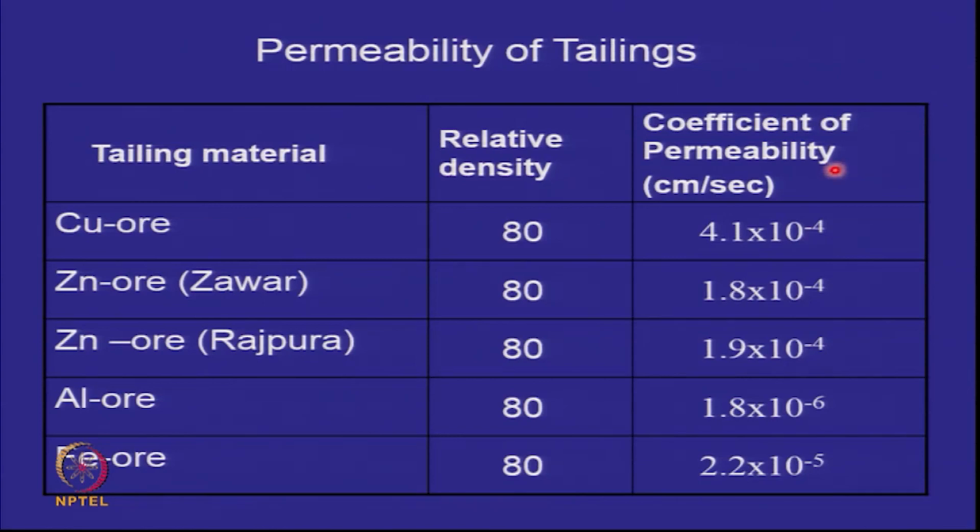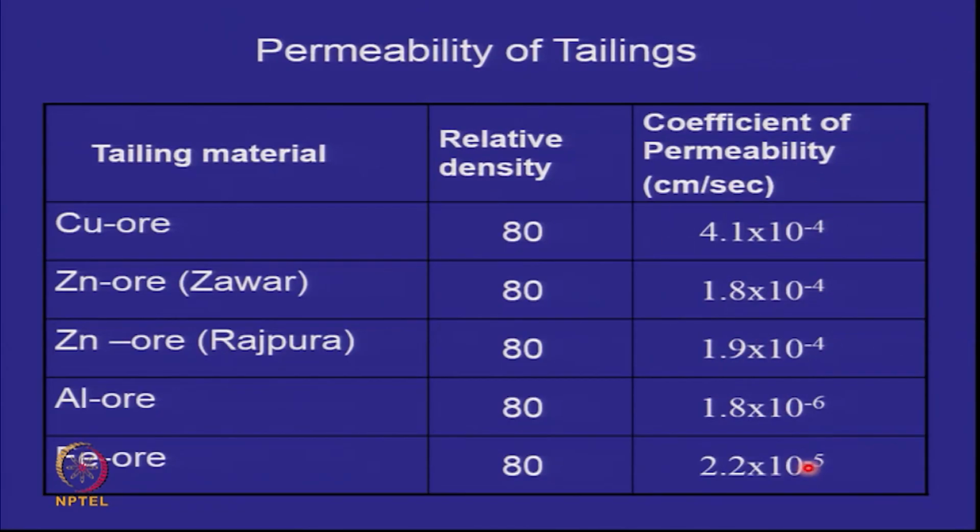As far as permeability is concerned, these are the results from samples which have been compacted to a relative density of 80%, which is very high density. Basically, you are finding that this is fine sand size range. Okay?